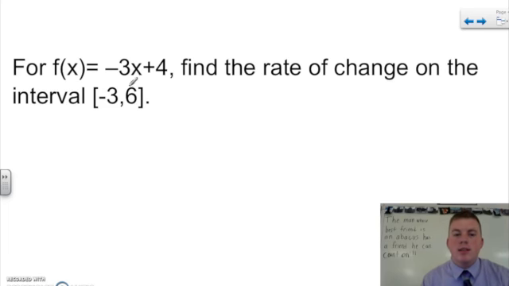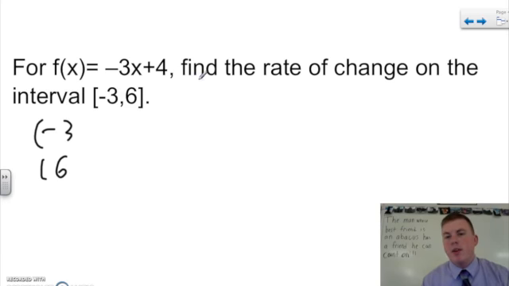So what this is giving me is an interval of x values. It's telling me my first x value is going to be negative 3, and my second x value is going to be 6. Now the way that I know that these are x values and not an ordered pair is because I have the square brackets as opposed to the round parentheses. If these were round parentheses, it would be an ordered pair. But since I have the brackets, I know that this is going to be an interval. So this gives me negative 3 as my first x value, and 6 is my second.